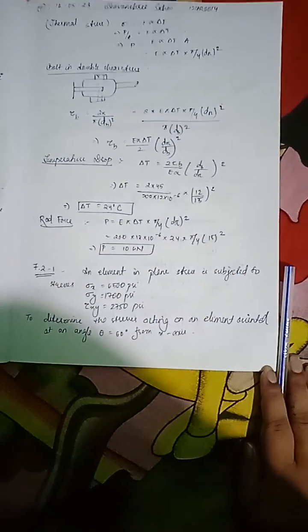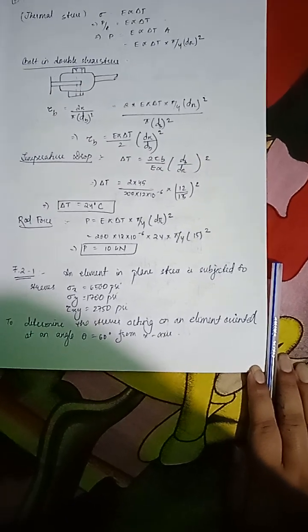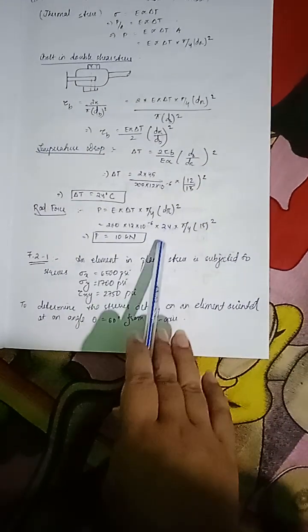The rod force P is equal to E alpha delta T into pi by 4 dr square. When putting the values, we get P is equal to 10 kilonewton.